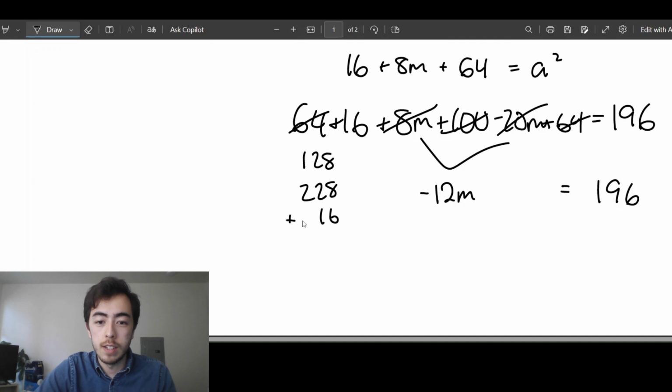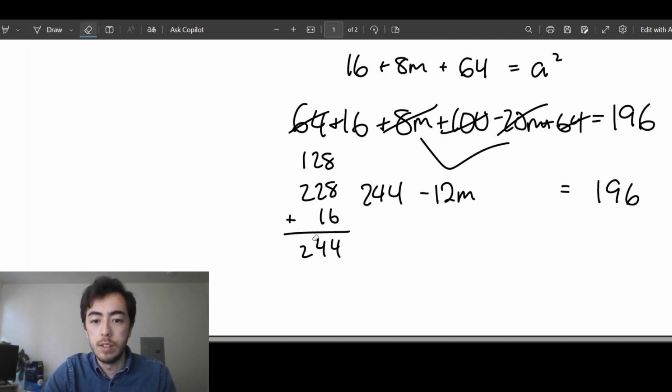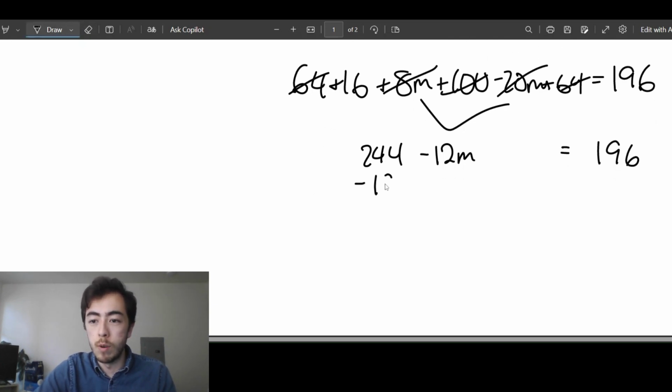And then adding on the 16, I'm sure I could probably do this in my head, but I think 244 looks right. I just wanted to write it all out to make sure that I was doing it right. Okay. So 244 minus 12m equals 196. I think I'll just do more algebra steps. So I'll subtract the 196 from both sides, and I'll add the 12m over to the right.